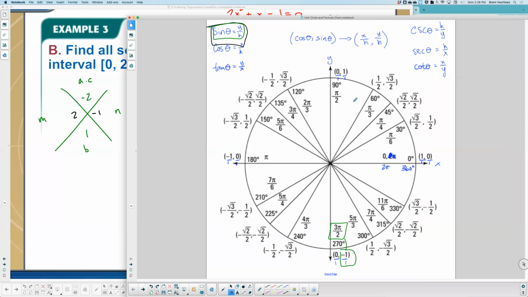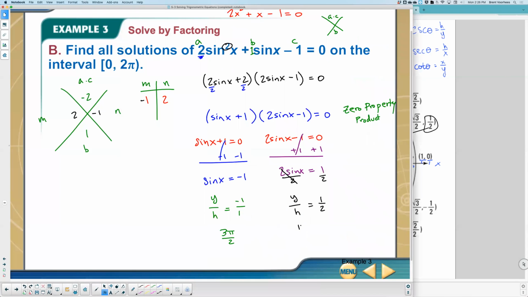Did y'all already say it? Pi over 6. I agree with that one. And 5 pi over 6. I agree with that as well. Those are my values right there. So pi over 6 and 5 pi over 6. So those would be my 3 answers.